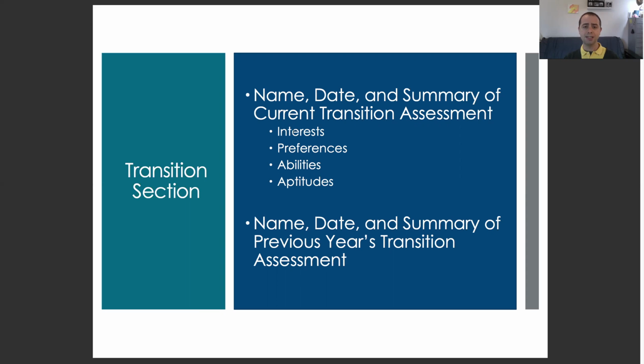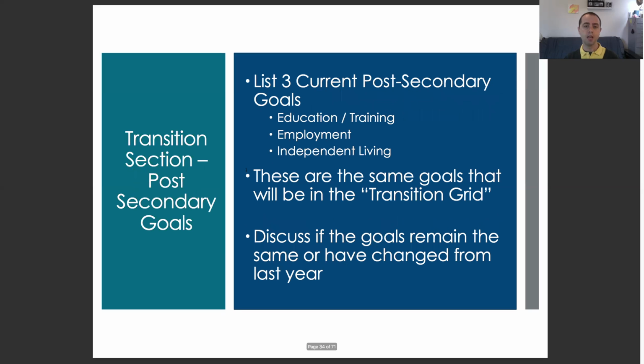In that transition assessment, we're going to talk about the student's interests, their preference, their abilities, their aptitude. All of those things need to be talked about in the actual transition assessment. So also in the transition section, you're going to list assessment information from this year, assessment information for last year, and then you're going to list our three post-secondary goals: education and training, employment, and independent living. These are the same goals that are going to be listed next in our transition grid.